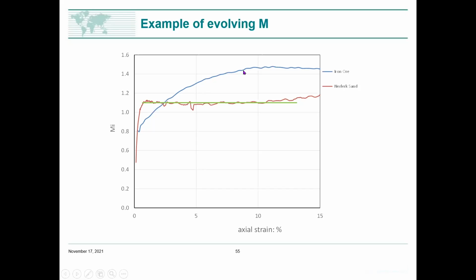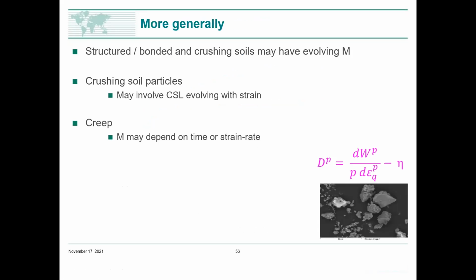It's like we took 1% here. This is now taking 10%. Add this detail in if we wish, but it's not a blocker. More generally, if we're looking at structured and bonding and crushing soils, we probably have to deal with an evolving M. It's possible with crushing soils that the critical state line may also evolve with strain.